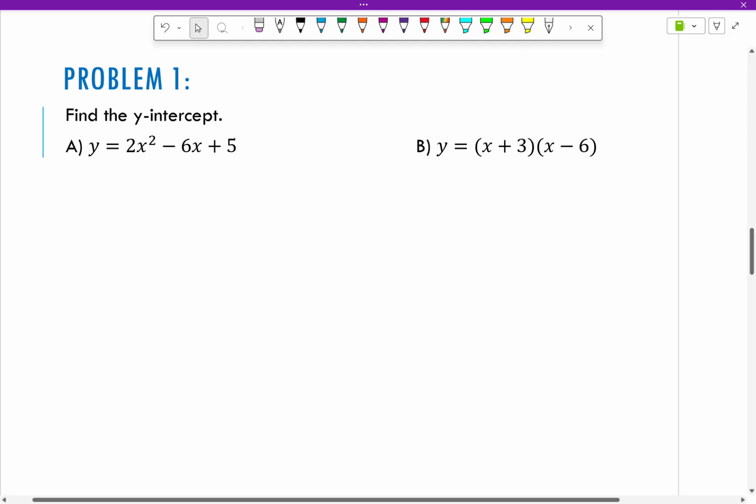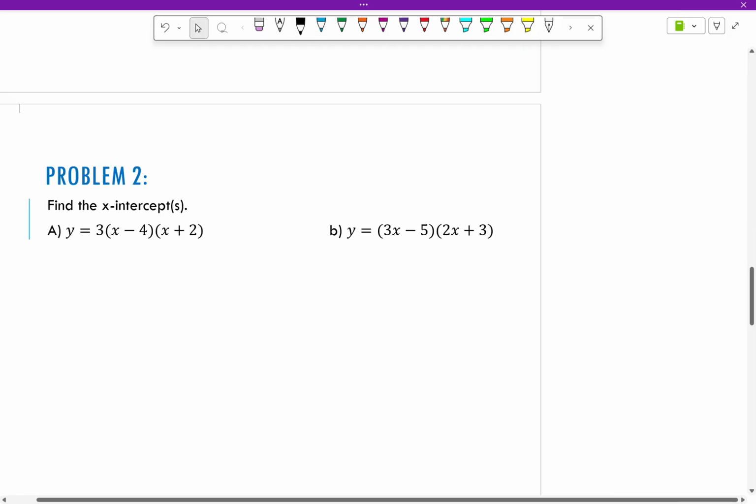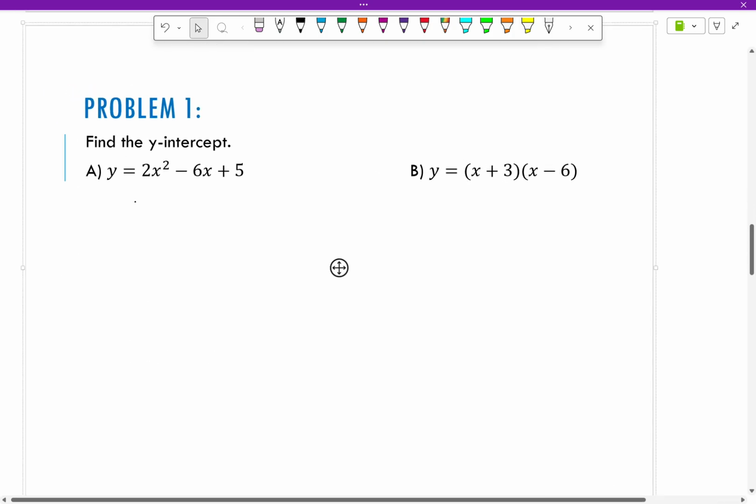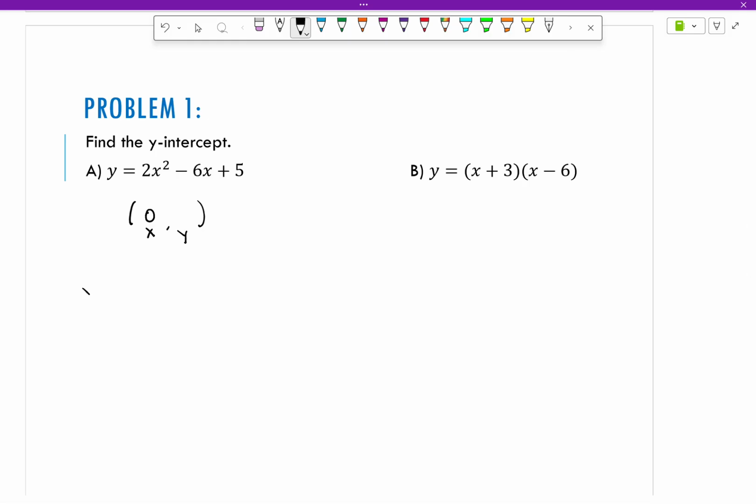It says find the y-intercept. All right, so all y-intercepts have 0 for x because they're on the y-axis. And so we can just take the problem and plug in 0 to all the x's to find the y-intercept. So we'll get 0, 0, and then 5. And so y is 5.